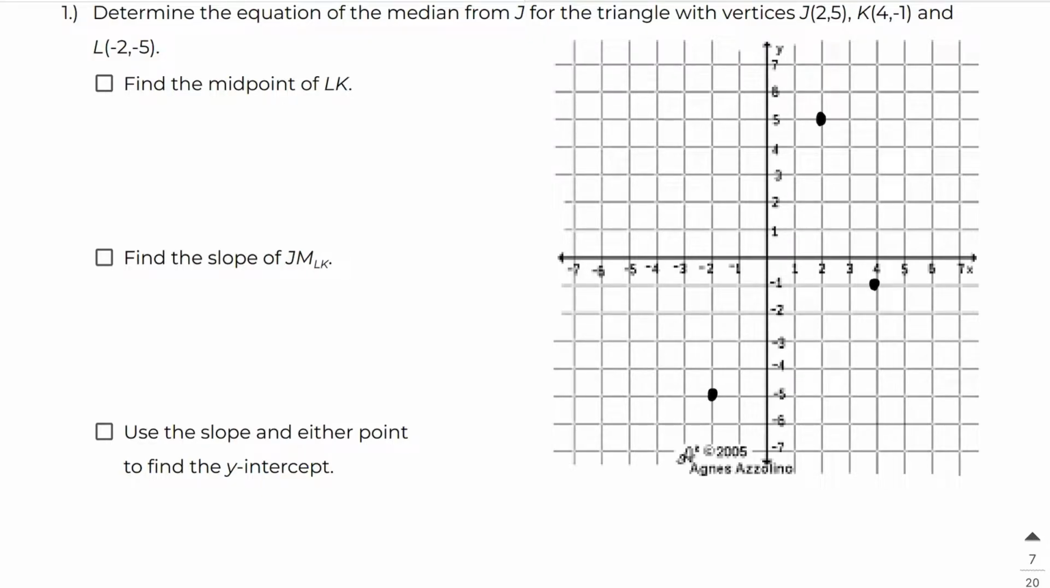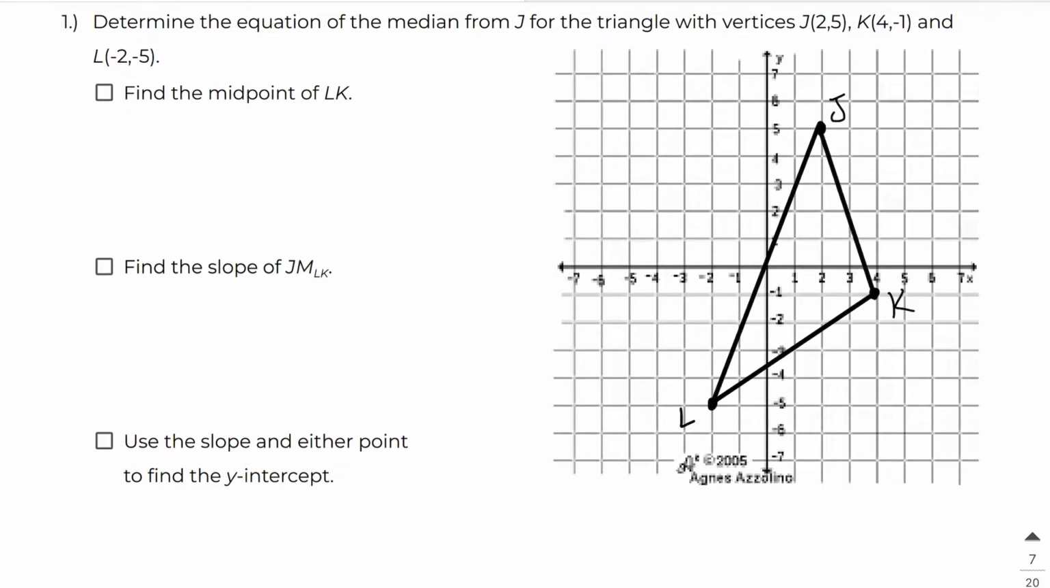Notice how I haven't put the letters in yet, because I like to do all the vertices of the triangle first, and then I can label the letters in a way that makes sure they're not in the middle of the triangle. Then I just connect all of these points together. So here's what my triangle looks like. It says to find the median from J, so I want to draw in from this vertex, which means I need to connect it to the midpoint of this line LK.